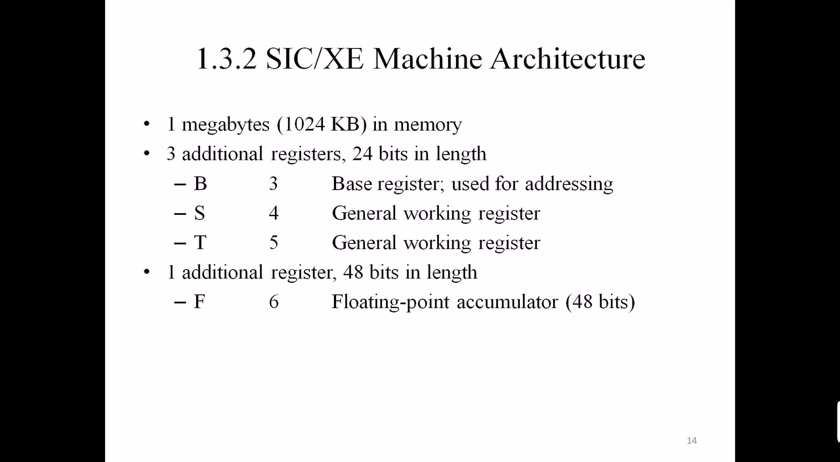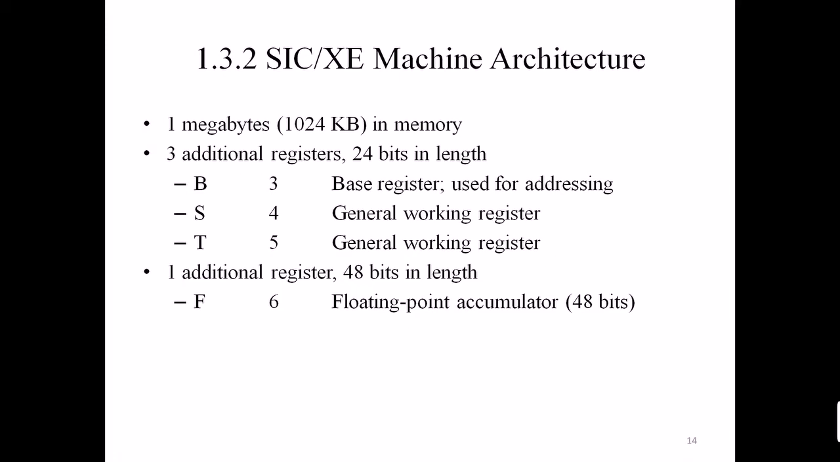Then it will have 3 additional registers. It will include the registers from the SIC machine, also 5 registers, that is your index register, linkage register, PC, SW, and so on. And additionally, there will be 3 registers, that is the base register, which is used for addressing. S and T are general purpose registers, used for arithmetic operations.